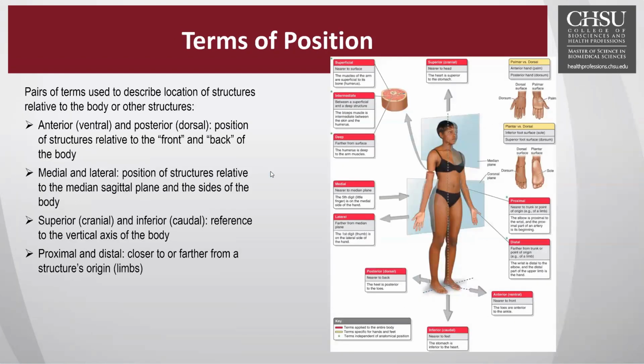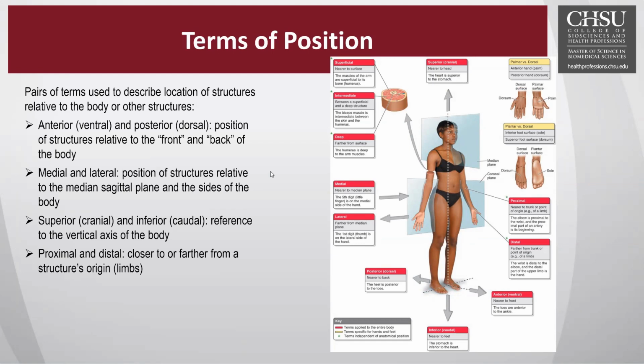Terms of position. So here's where we get to see terms. I'm sure we use these in everyday language, but again, these are objective terms that we use to describe certain regions and structures in anatomy. So anterior would be anything to the front of the body. This is also called ventral. Posterior would be anything to the back. That is also called dorsal, excuse me. So anterior versus posterior, ventral versus dorsal.